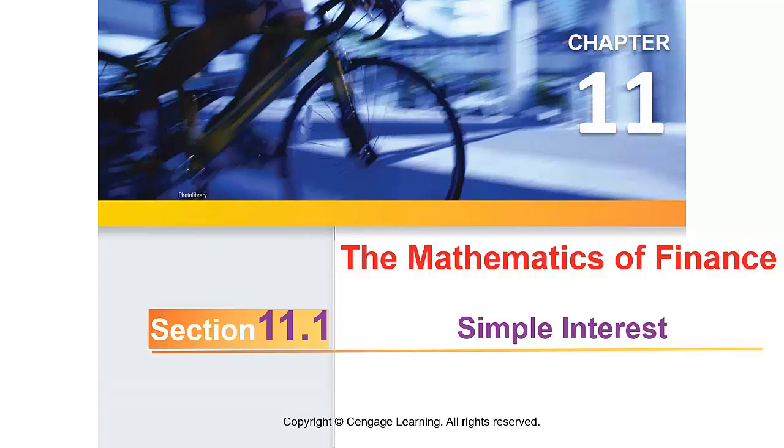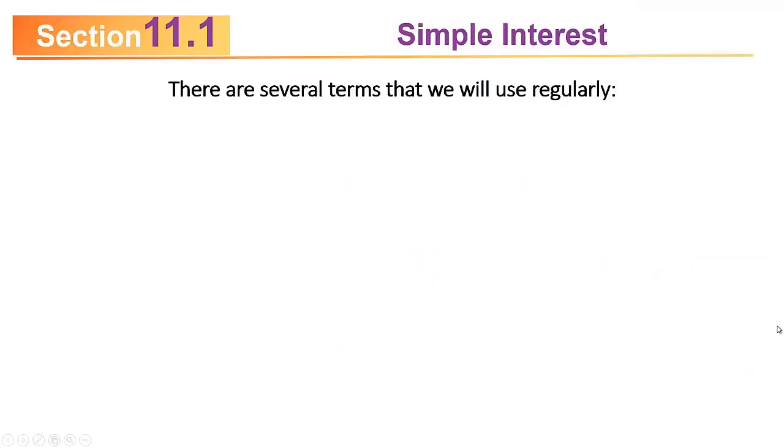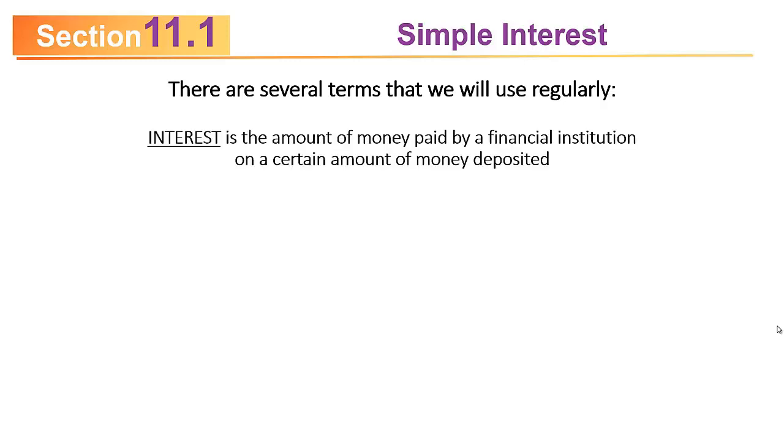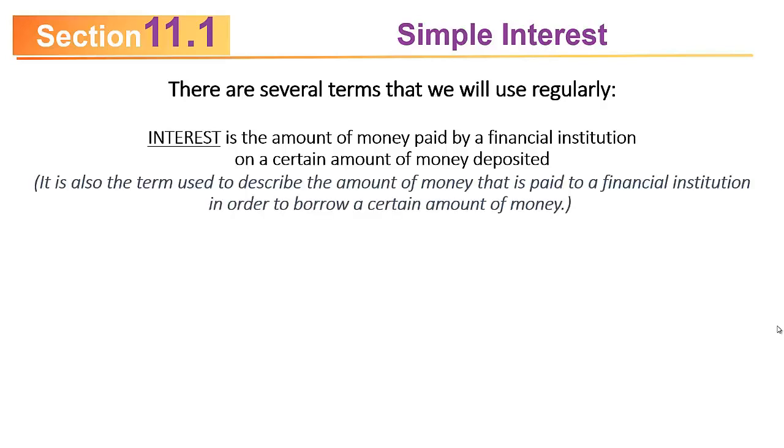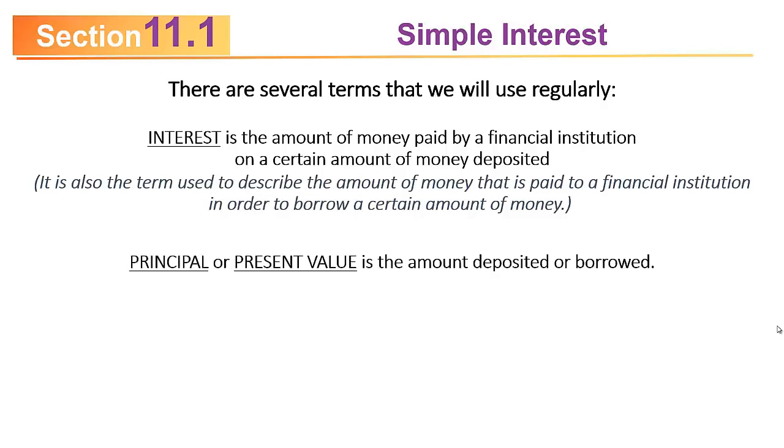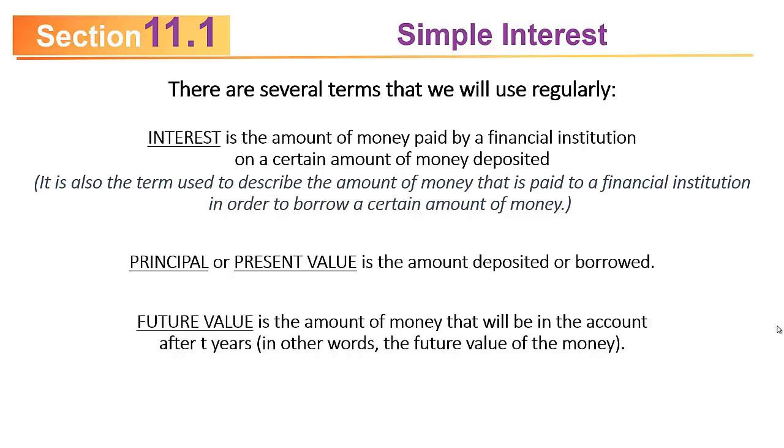Today we'll talk about section 11.1 on simple interest. There are several terms that we will regularly use. Interest is the amount of money paid by a financial institution on a certain amount of money deposited. It's also used to describe the amount of money that's paid to a financial institution in order to borrow a certain amount of money. Principal, or present value, is the amount deposited or borrowed.